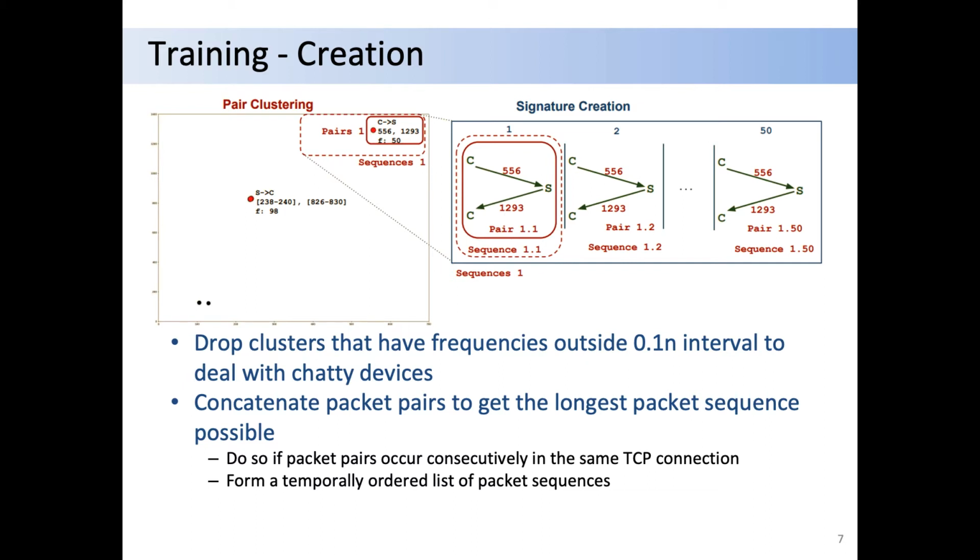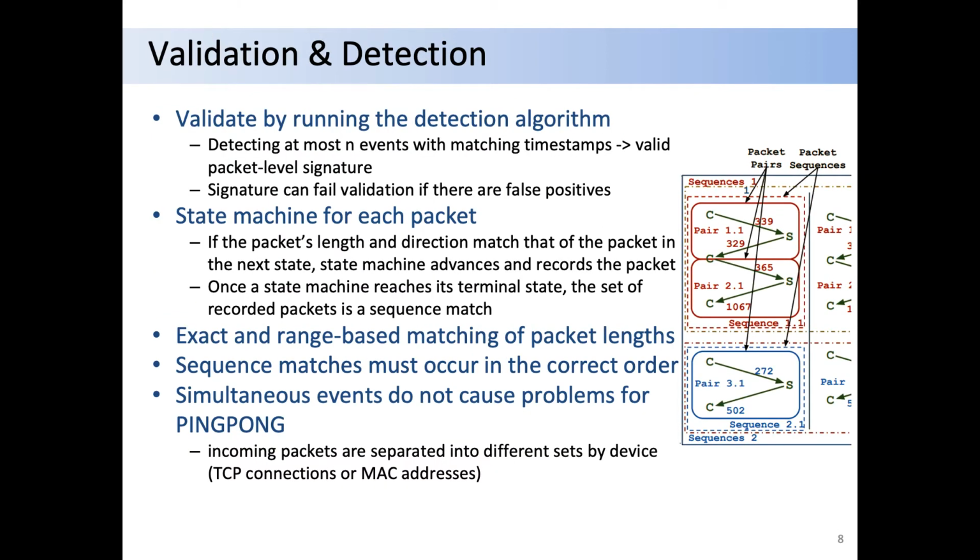They're not going to actually correspond to events that are within the time window and events that should be labeled as a signature. So in this example, we don't actually concatenate any packet pairs. As you'll see on the next slide, they normally are concatenated to get the longest packet sequence, and we'll do so if it occurs consecutively within the same TCP connection. So thus, you can see we'll form a temporally ordered list of packet sequences here. You can see there's packet pairs, pair 1.1, 2.1, that form one sequence, and then there's also a packet pair 3.1 that forms another sequence, and this occurs after the first sequence. So this thing as a whole will be the packet signature for this event.